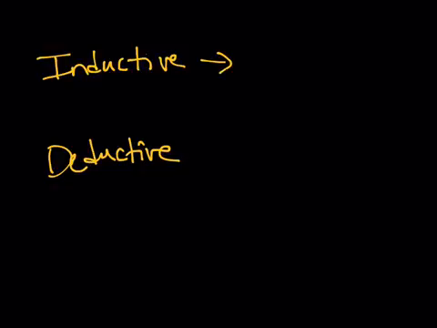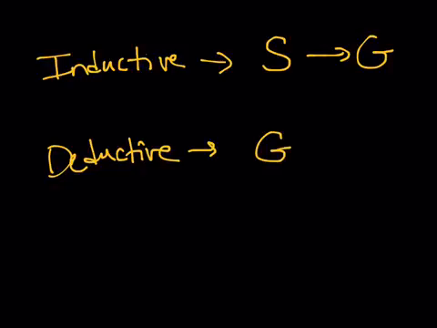Alright, inductive, this one starts with specific pieces of information, things like examples, and then from there reasons to a general conclusion. So it's observing patterns and trying to predict what will be true in general in all situations. Deductive reasoning, on the other hand, already starts with one of these previously accepted statements, and then it moves on and applies it in specific situations.